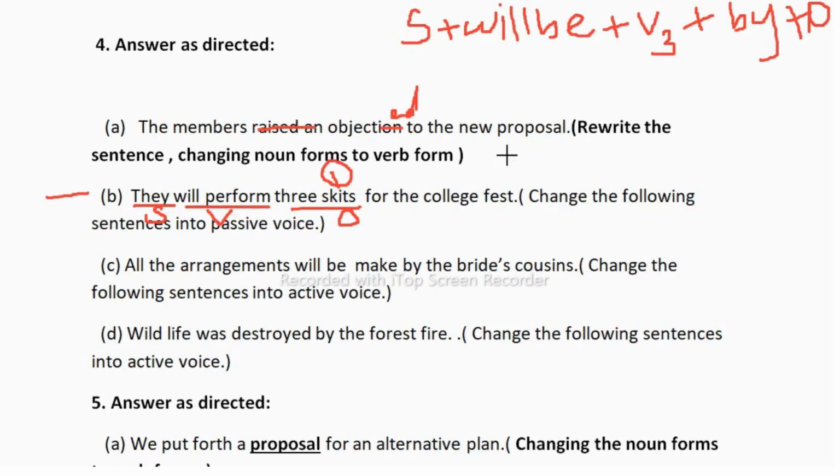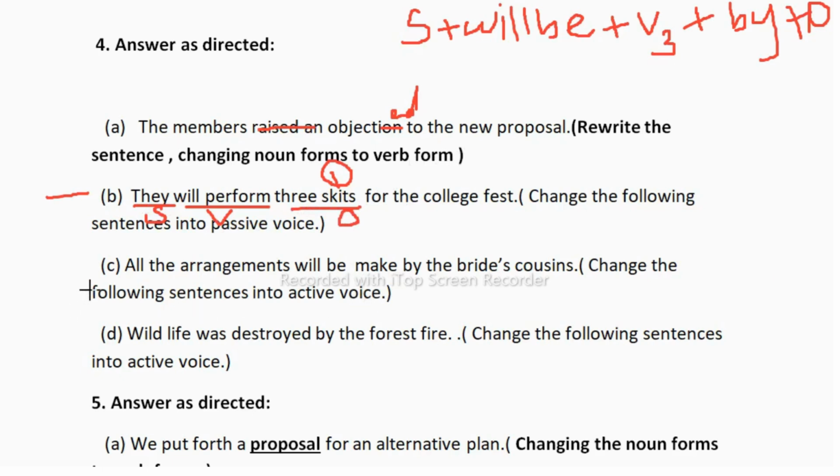Now it is performed, but we have to write V3, the verb participle, here. So the past participle is performed. The 3 skits will be performed by them. This they will change to them. This is the pronoun; this is a subjective pronoun. When we move this subjective pronoun to the objective side, it will change to them. So the correct answer is 3 skits will be performed by them.